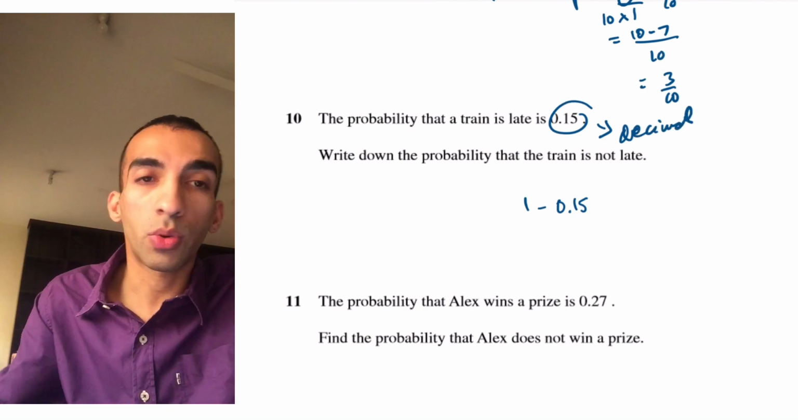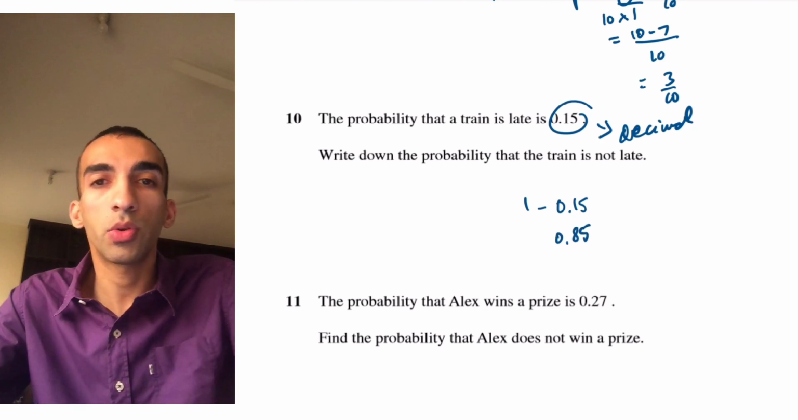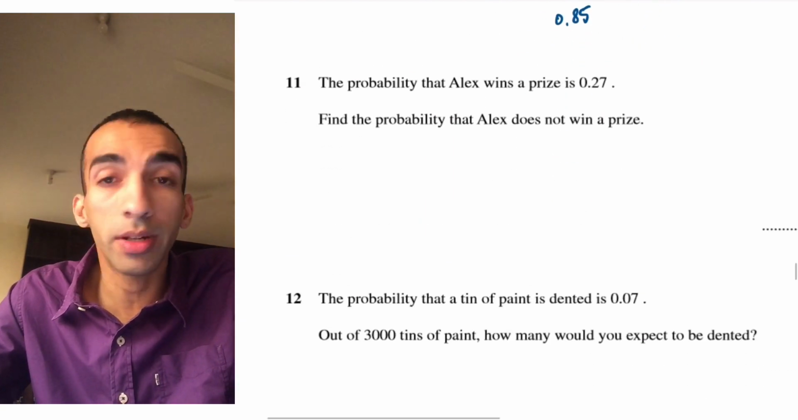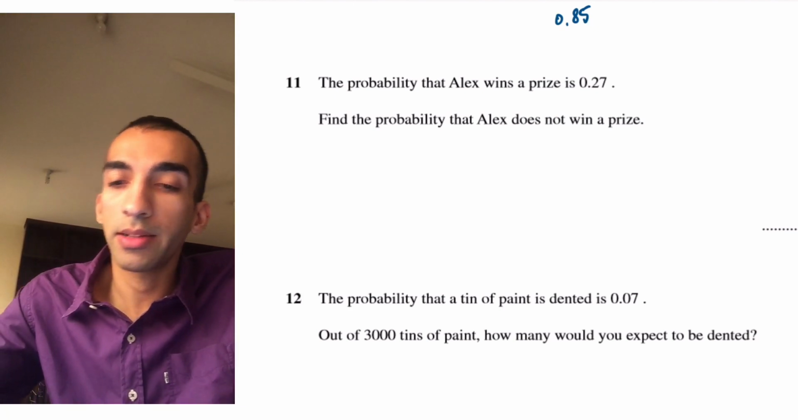So 1 minus 0.15, I believe that will give us 0.85. You can either use a calculator for that. It is allowed in IGCSE. Probability that Alex wins the prize is 0.25. Find the probability that Alex does not win the prize.